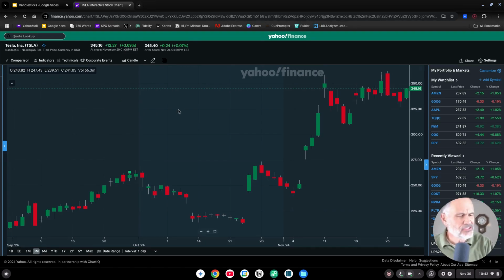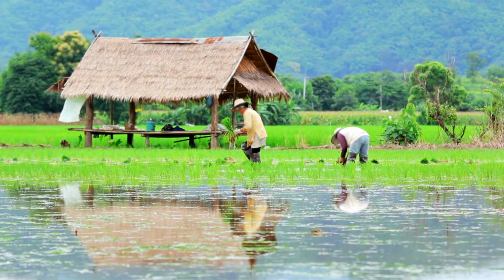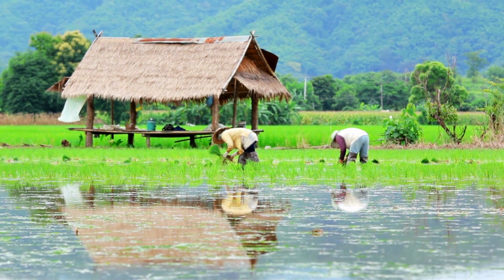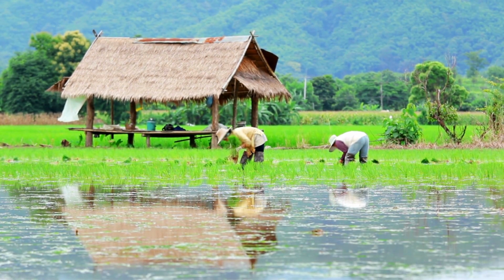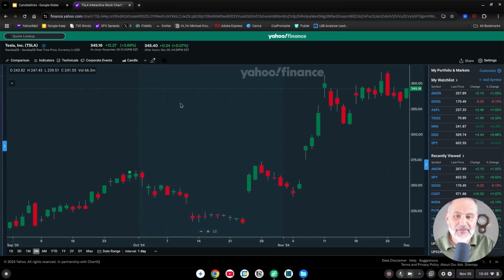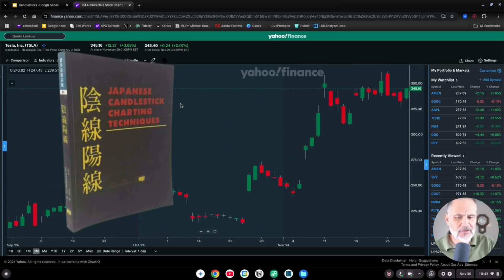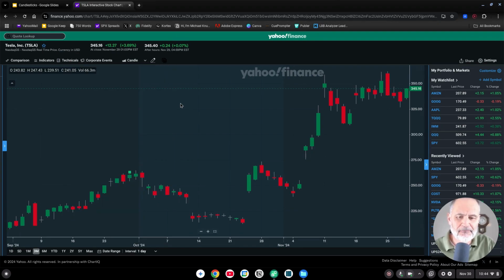Now, why are they called Japanese candlesticks? Because they were first used by Japanese rice traders to track prices back in the late 1800s. They started being used in Western markets only after this book was published by American author Steve Nison in 1991. Why have they become so popular? Because each candle very succinctly contains 4 crucial data points. They are dense with information and easy to read at a glance.